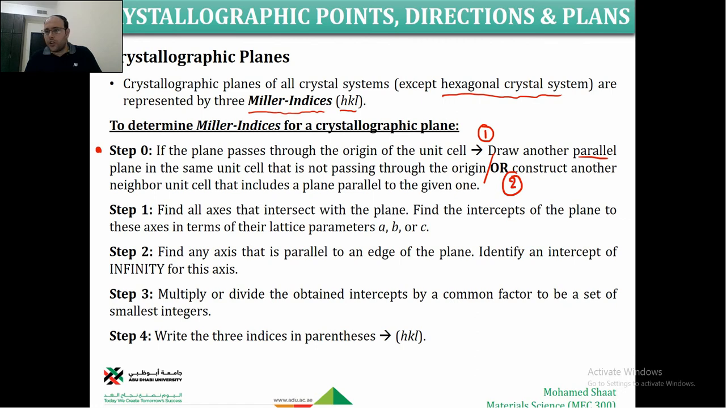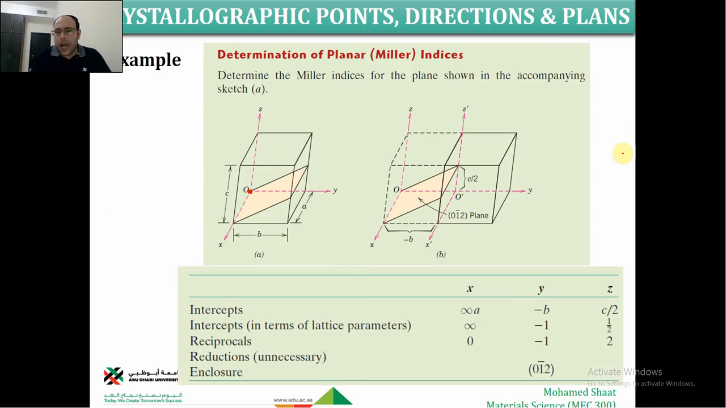Draw the next unit cell, and then start to investigate the plane and find the indices based on the new unit cell, as already done in the textbook here. For example, this is what is given. This is the original plane. The plane intersects with the 0 point, the origin point. So what happened here is that we drew another unit cell. This is the new unit cell, and this is the given unit cell.